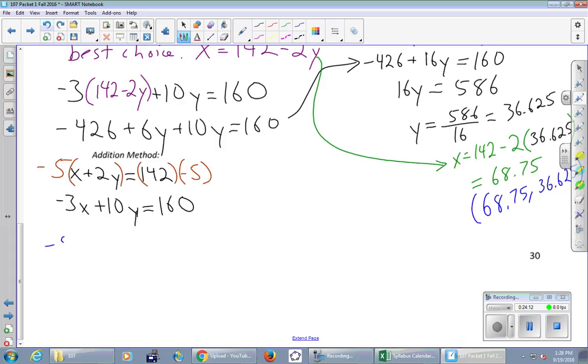Distributing on the left, -5x, and then minus 10y equals, I don't know, -710? Somebody help me out there. Is that right? Hey, I'm here all week.